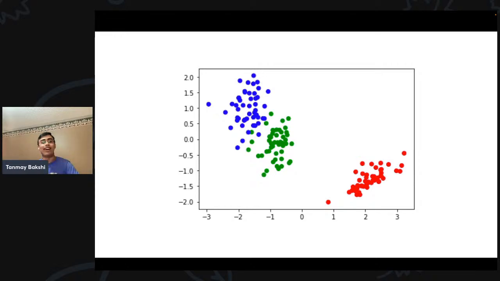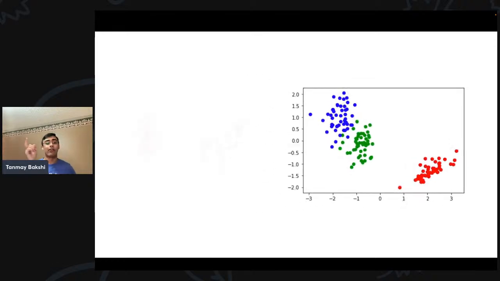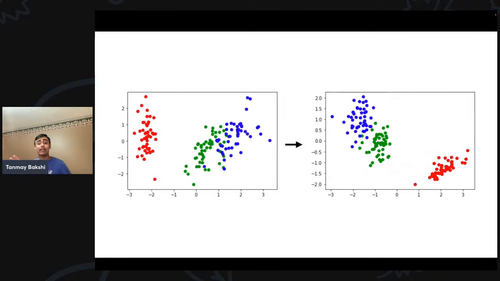However, this is not the original data. The original data looks more like the graph on the left. As you can see, red is still very simple to distinguish, but green and blue are a lot more intertwined. A single straight line between green and blue in that space would have caused a lot of misclassifications. You could have something that approximates it, but definitely not a good separation.